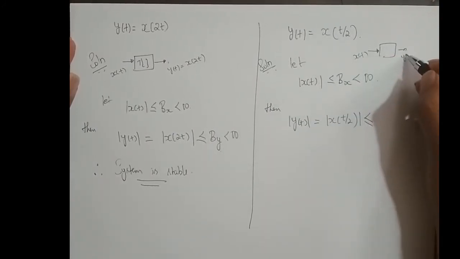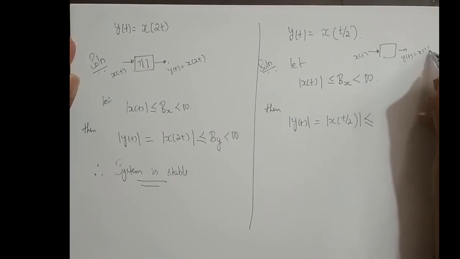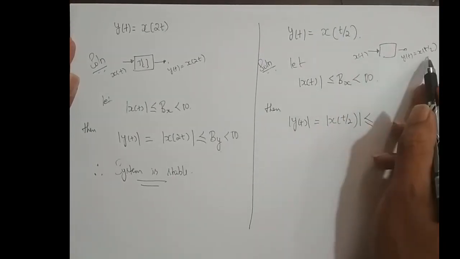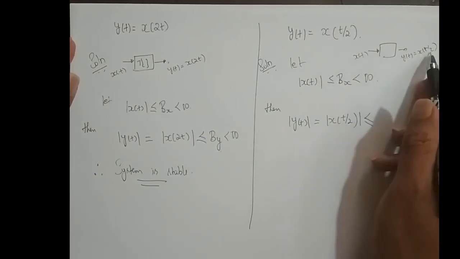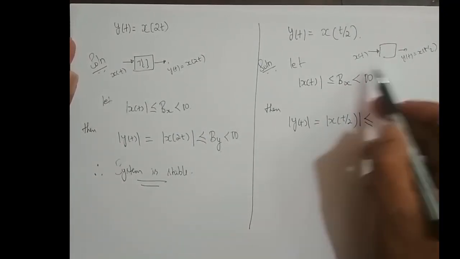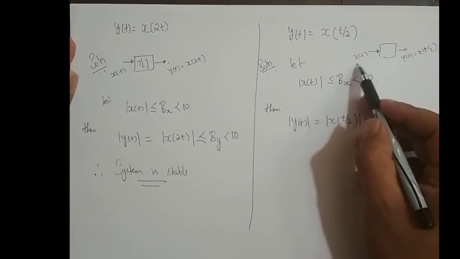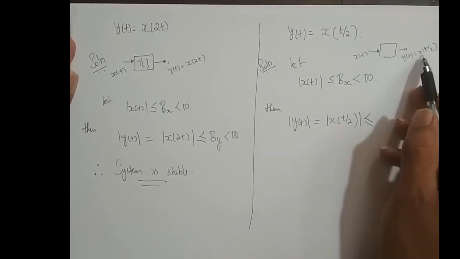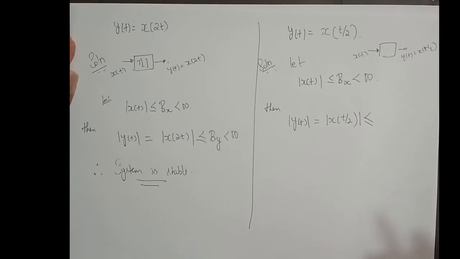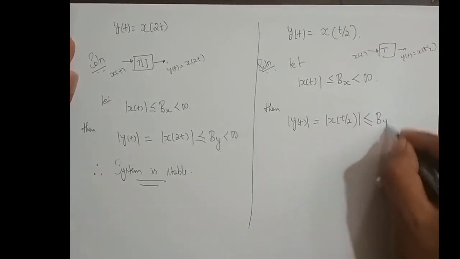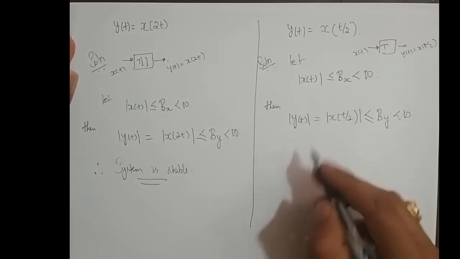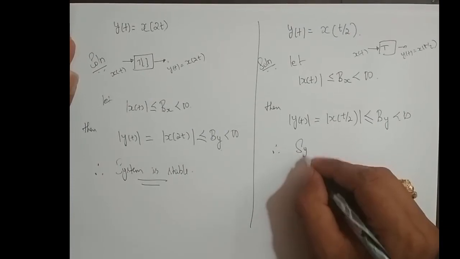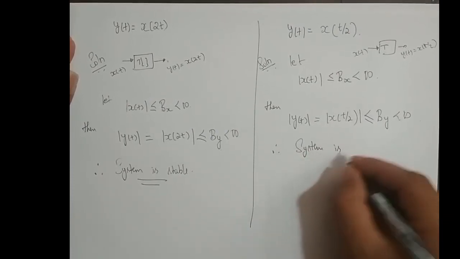Why? Because if I apply x of t, what is y of t? Y of t is x of t by 2. Does it do anything to the amplitude of the input signal? No, right? It is doing something to the time, but we are not bothered about time. Whatever input signal I feed, I get the same amplitude across the output also. So for every bounded input I get bounded output. So this is less than or equal to by, which is less than infinity. Therefore the system is stable.